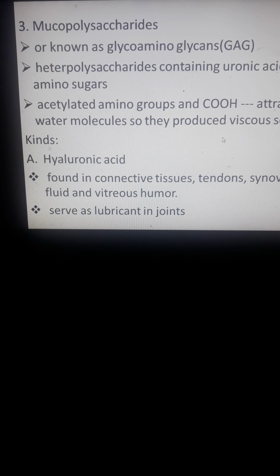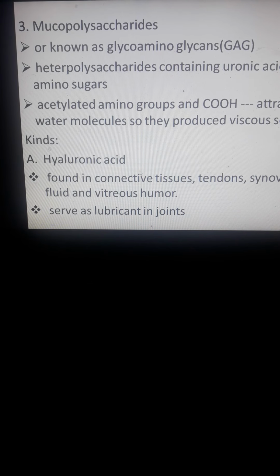Usually mucin, viscous, usually are mucopolysaccharides. They are slippery, found in the joints around the bones. Try to eat meat, usually in the part of the cartilages, so there is a slippery or viscous fluid there that is known to be the mucopolysaccharides.